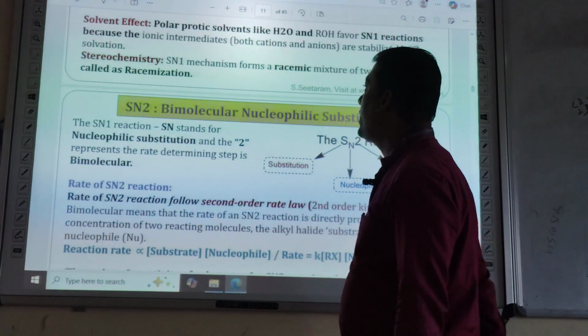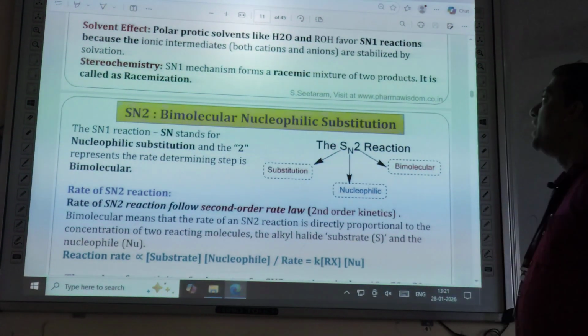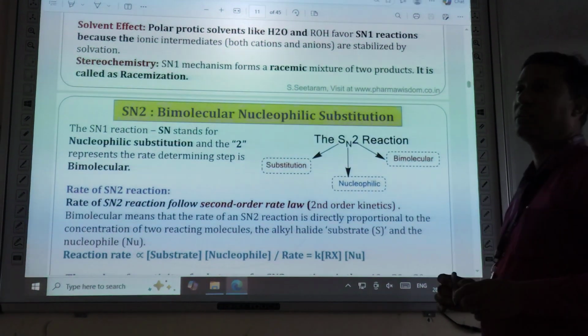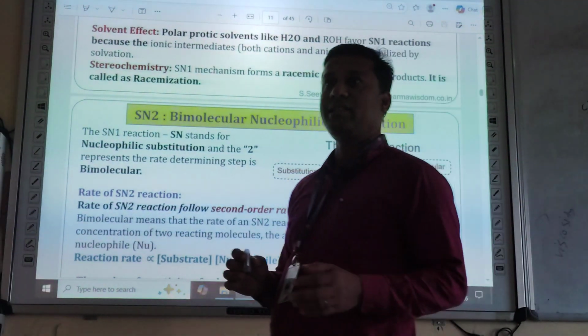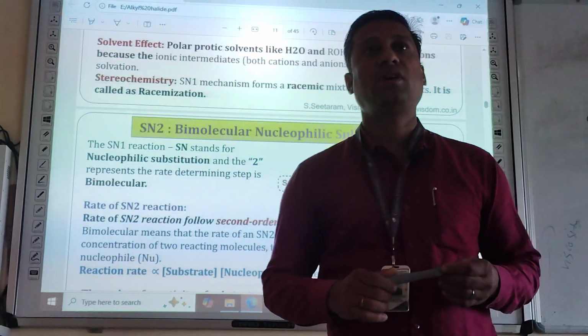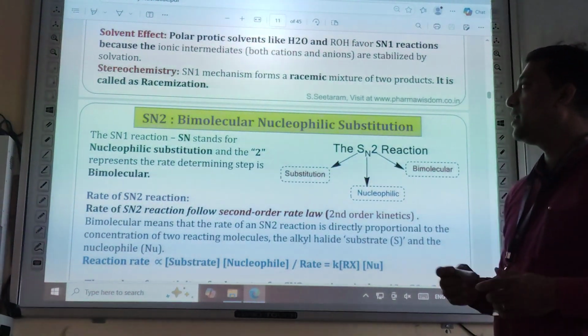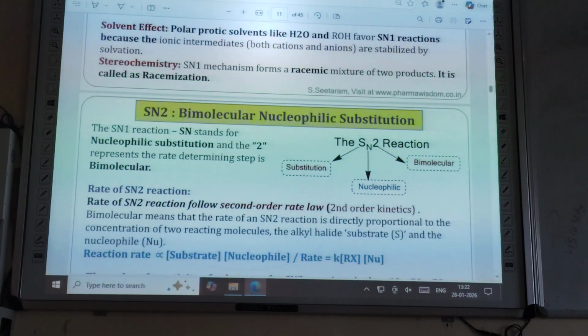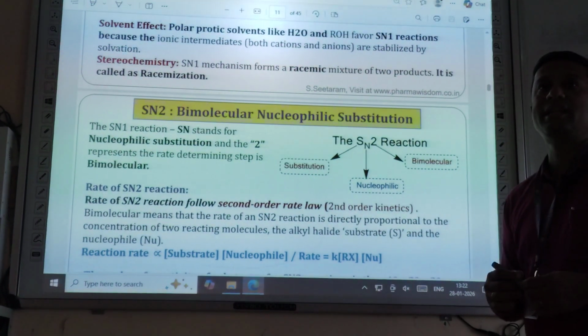Then stereochemistry: the SN1 mechanism forms a racemic mixture of 2 products. It is called racemization. In your internal and semester examinations, a short question arises like, what is racemization? You have to write it in this way: the SN1 mechanism forms a racemic mixture. What is a racemic mixture?